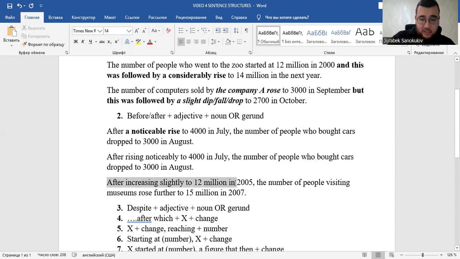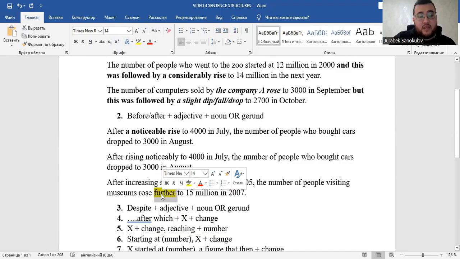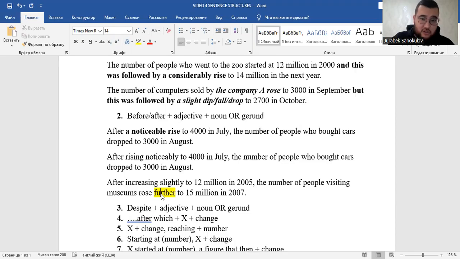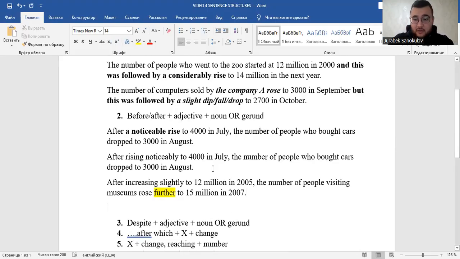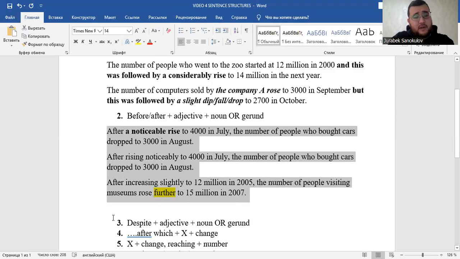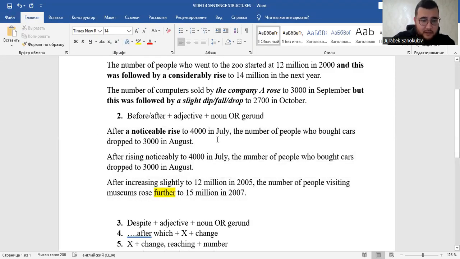After increasing slightly to 12 million, this is increase, yeah, the number rose, and then it rose again. So when you describe similar changes, I recommend you use the word further to improve the sentence structure even more. So this is how you will use before and after. Now let me show how to use before, so that you will use them in your reports as well. So let's use these exact sentences, but with before. Yeah, we're going to paraphrase them.